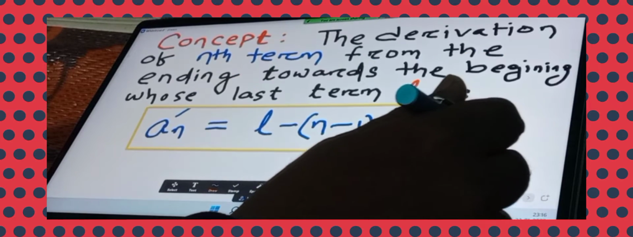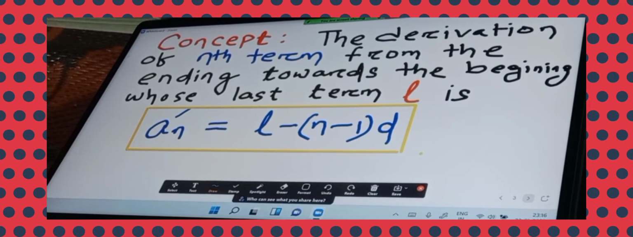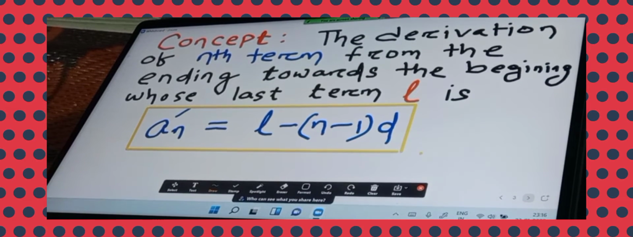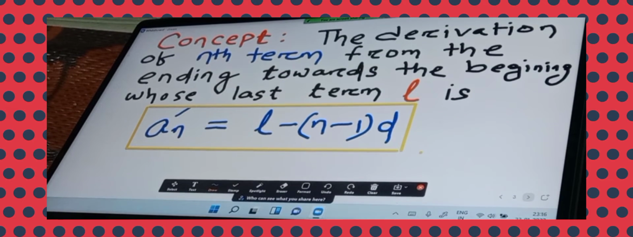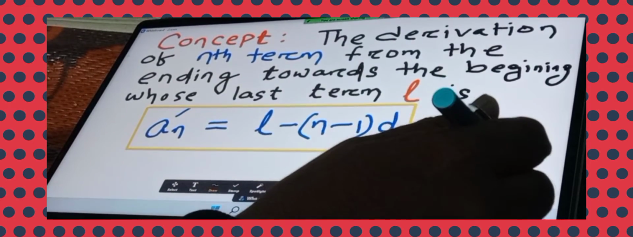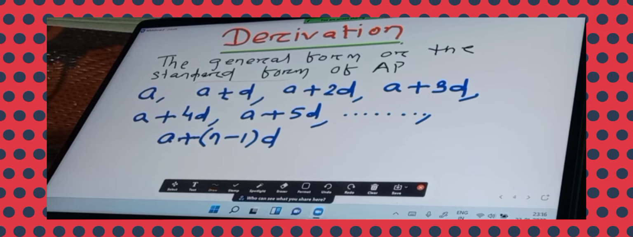And in this class I am going to discuss the derivation of the n-th term from the ending towards the beginning, whose last term is L: a_n dash is equal to L minus (n minus 1) into d. The n-th term of an AP from the ending towards the first term whose last term is L is a_n dash equal to L minus (n minus 1) into d. Understand? Let's see the derivation.